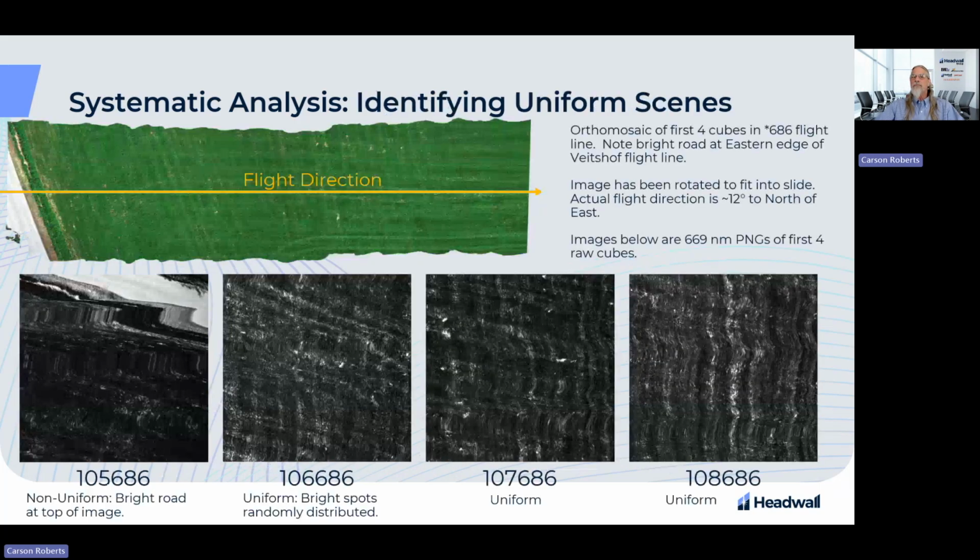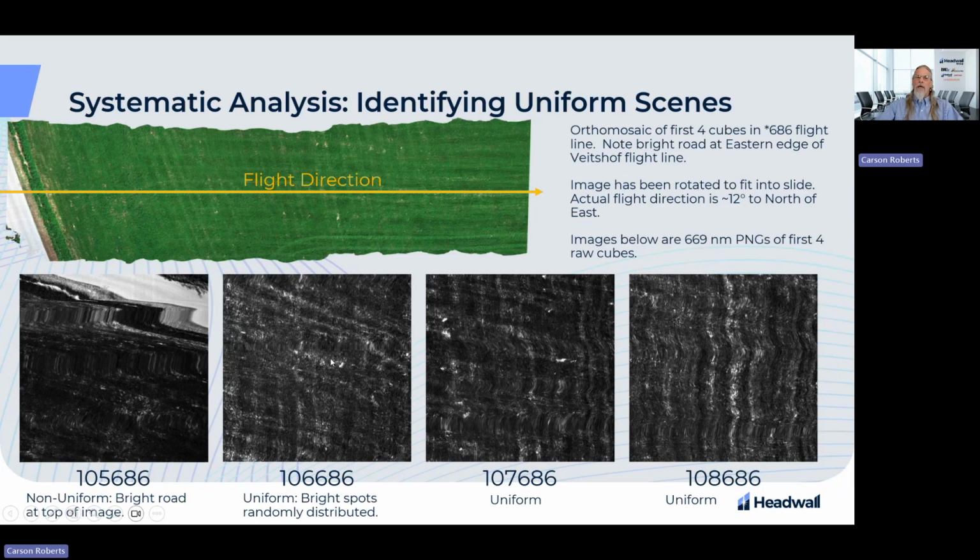So here's an example from one of the other flights. I'm showing at the top here an RGB from the orthomosaic. It was flown in this sense from left to right. And we look at the first data cube and I say, that's non-uniform because I see this very bright road here, and that's definitely going to impact whether I see a gradation from right to left. So I don't include that one.